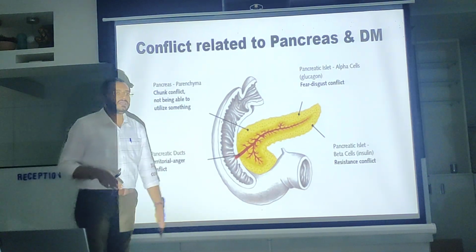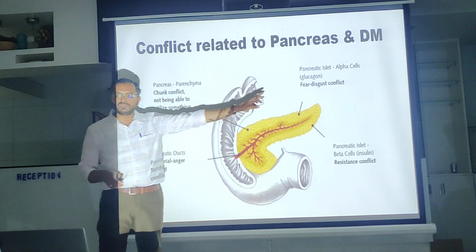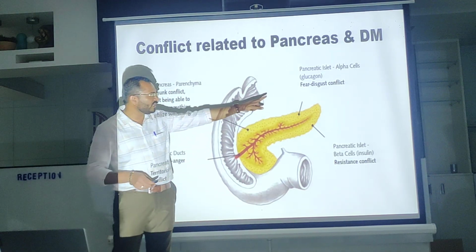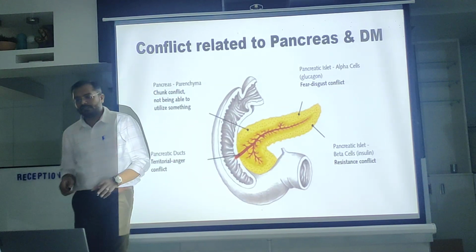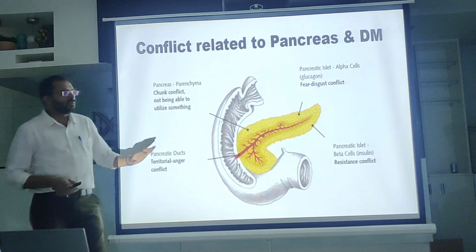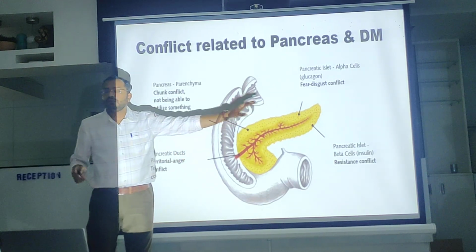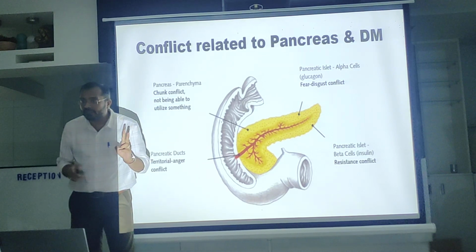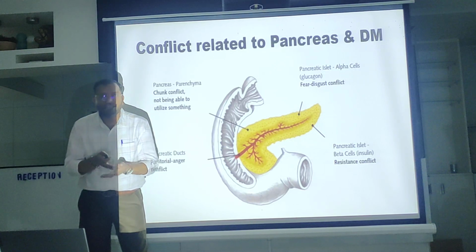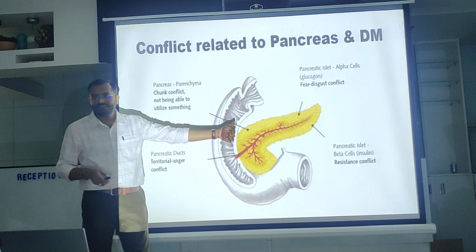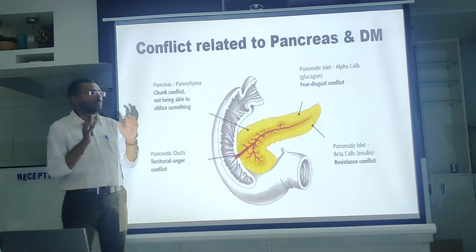But when you have persistent hyperglycemia leading to diabetes, it affects the alpha cell, which we call glucagon. It is a fear disgust conflict. The beta cells, which we call insulin, it is called the resistance conflict. Now we need to understand both conflicts in detail so that we can apply them. I am saying that both conflicts are important because glucagon and insulin both have a role in one person. It is not just one role acting. Are you getting me? That is why I find in my clinical practice that both conflicts are there in one person.